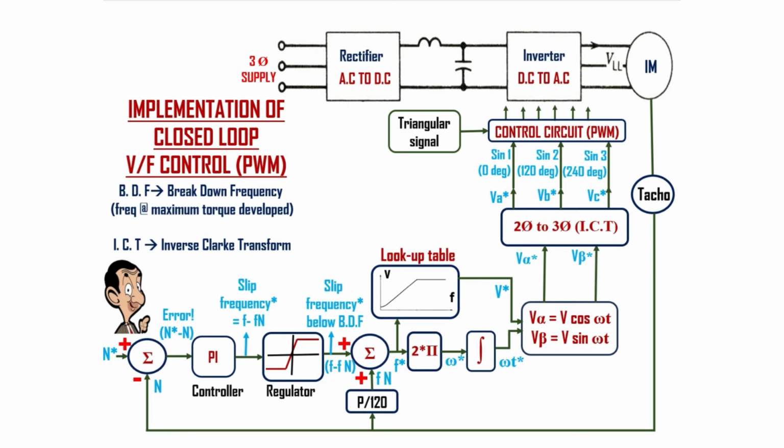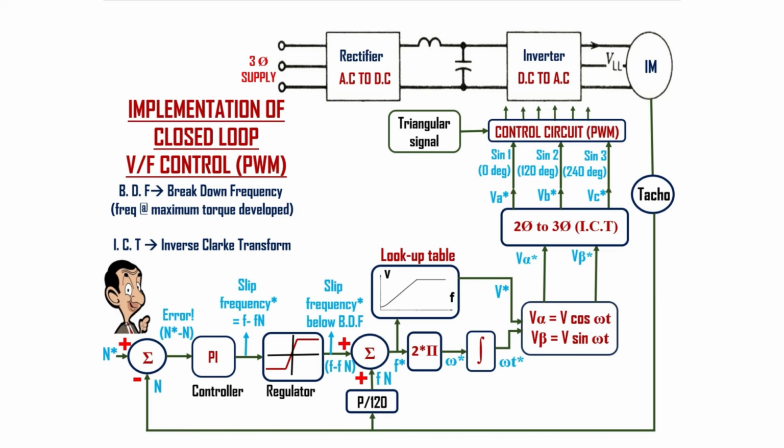Now, the slip frequency f minus fn is going to be added with the rotor speed frequency fn, which we can get if we multiply the rotor speed with P by 120. So we will get the desired frequency f star, because f minus fn plus fn will be equal to f, which is the stator frequency or line frequency. First, with the desired frequency f star, we can get the desired voltage v star using the look-up table characteristics as shown.